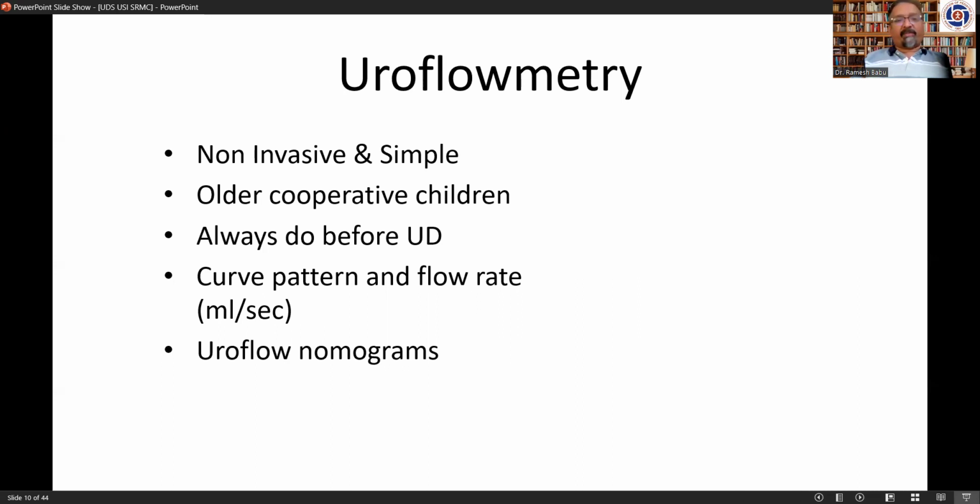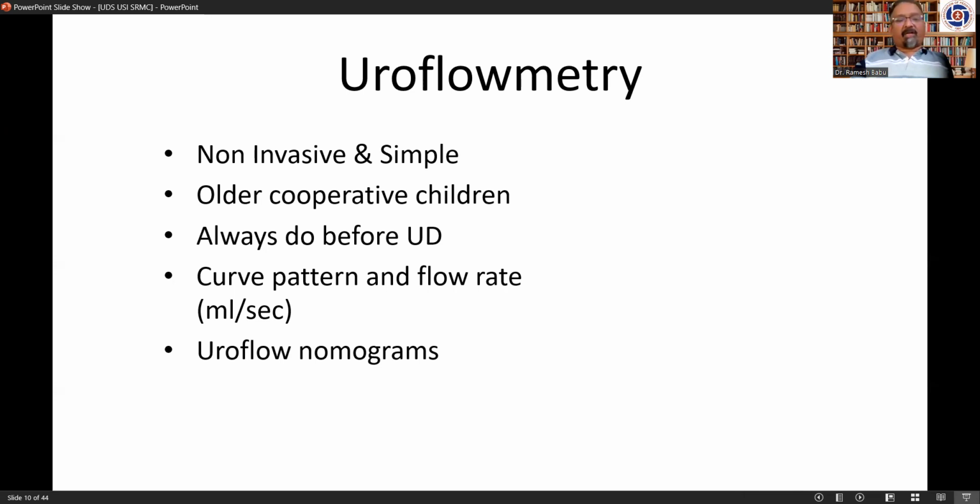Uroflowmetry is non-invasive, simple, but it's possible only in an older cooperative child. So this you should know. In a less than 4-year-old child, they may not void on command. So asking for a uroflowmetry may not always be useful.